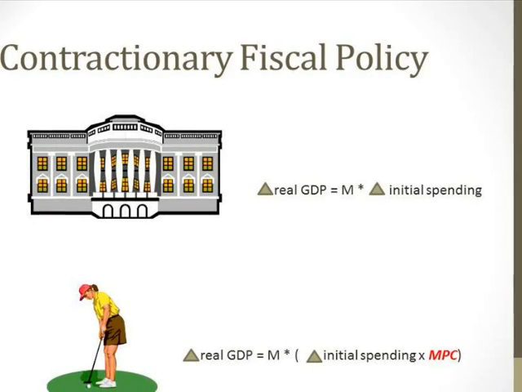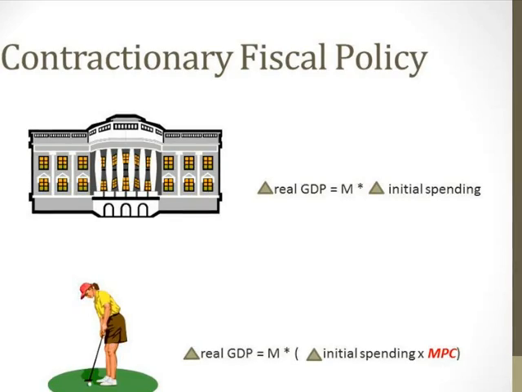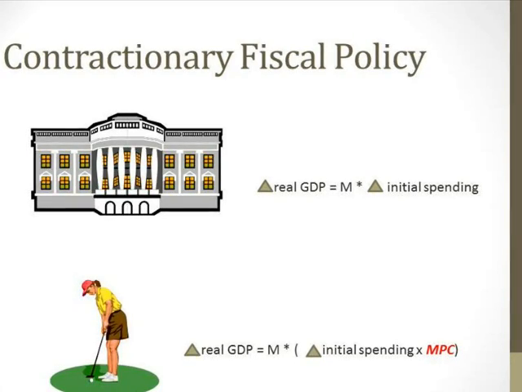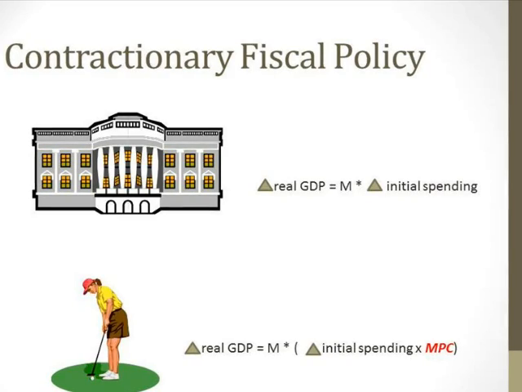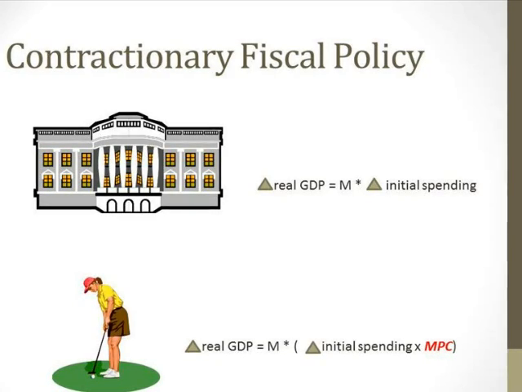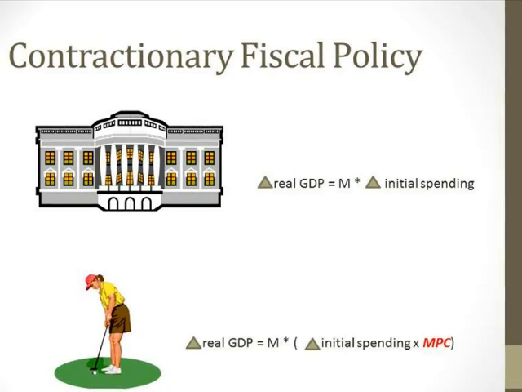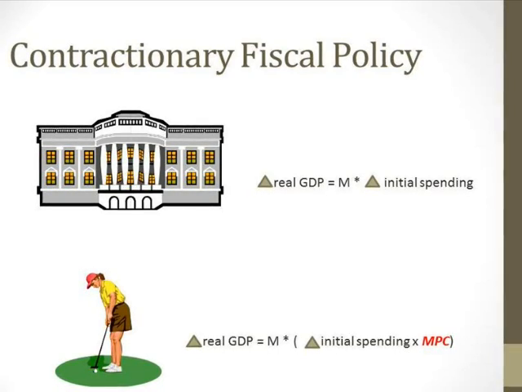Part A, a budget surplus. This is when the government is bringing in more tax revenue than it is spending. So that's important: more in tax revenue than it is spending out. Don't worry about the graph. It's basically the opposite of the expansionary policy.